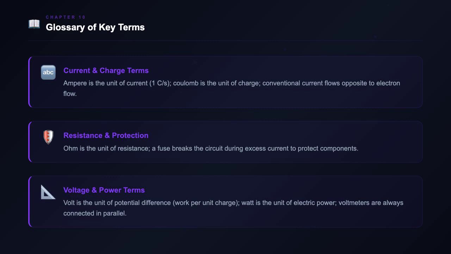The ohm is the unit of resistance. Components can be connected in series or parallel. Potential difference is work done per unit charge. A voltmeter measures potential difference and is connected in parallel. The volt is the unit of potential difference, and the watt is the unit of electric power.